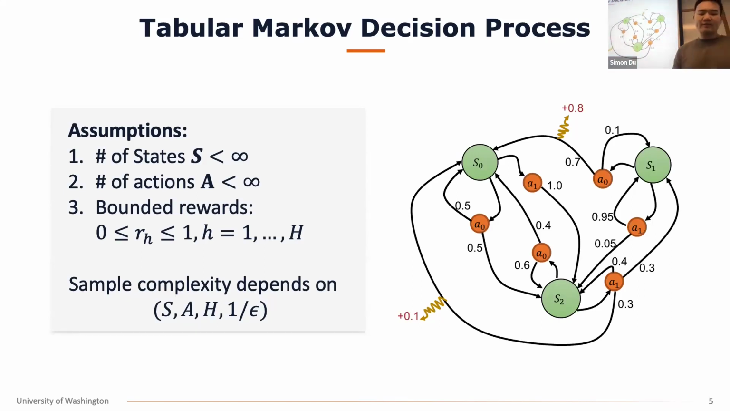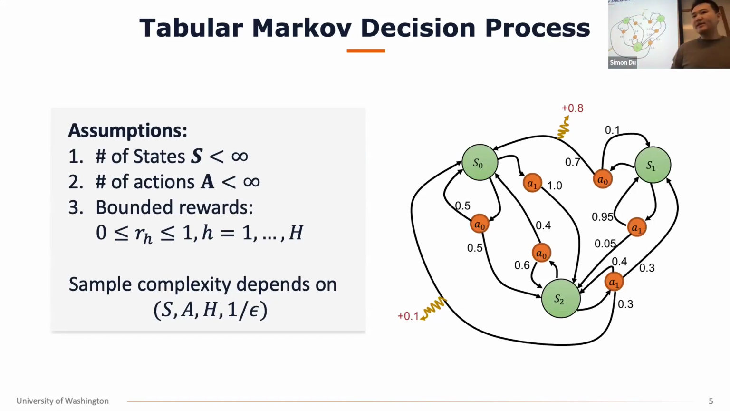You have a finite number of states, a finite number of actions, and say the reward is from 0 to 1. Generally speaking, this sample complexity will depend polynomially on the number of states, the number of actions, the planning horizon, and the inverse of the target accuracy. So this is the most basic fundamental setting in reinforcement learning.